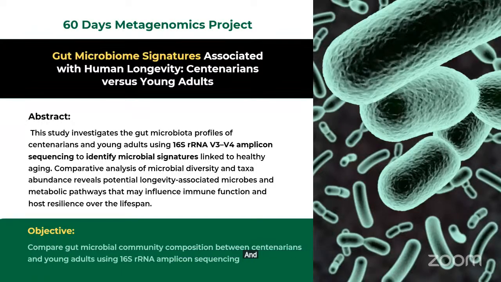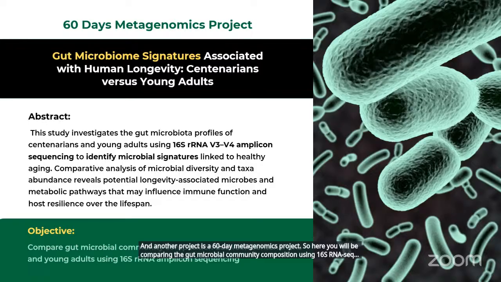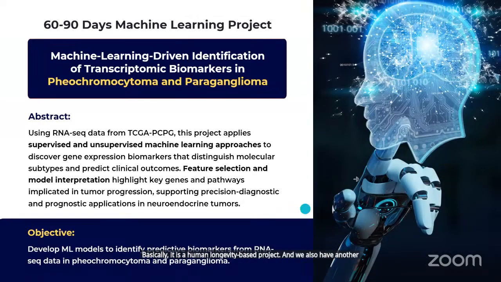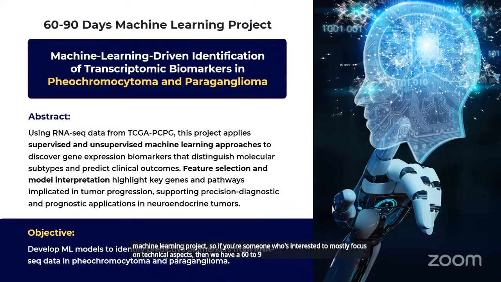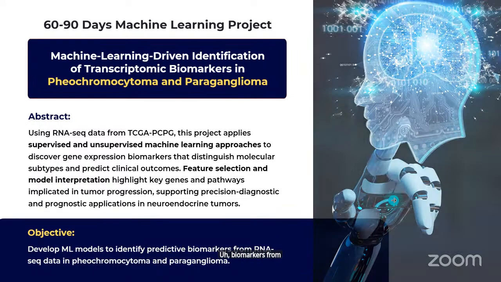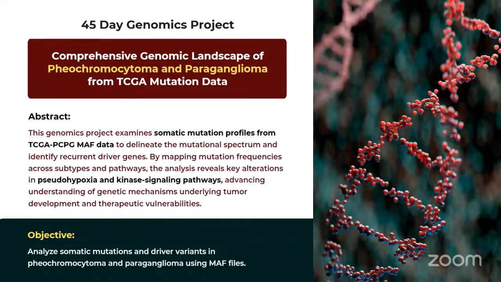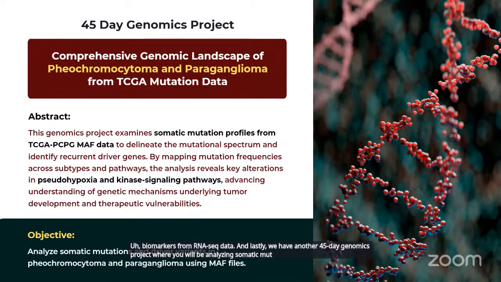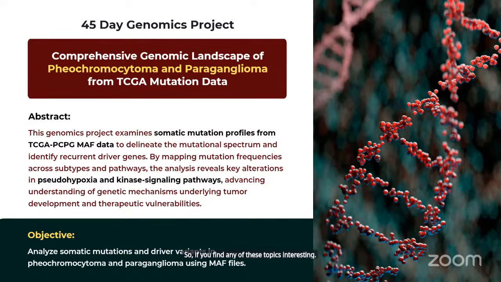Another project is a 60-day metagenomics project. Here you will be comparing the gut microbial community composition using 16S RNA-seq data. Basically, it is a human longevity-based project. And we also have another machine learning project. So if you're someone who is interested to mostly focus on technical aspects, then we have a 60 to 90-day project where you'll be developing machine learning models to predict biomarkers from RNA-seq data. And lastly, we have another 45-day genomics project where you will be analyzing somatic mutations and driver variants using MAF files.